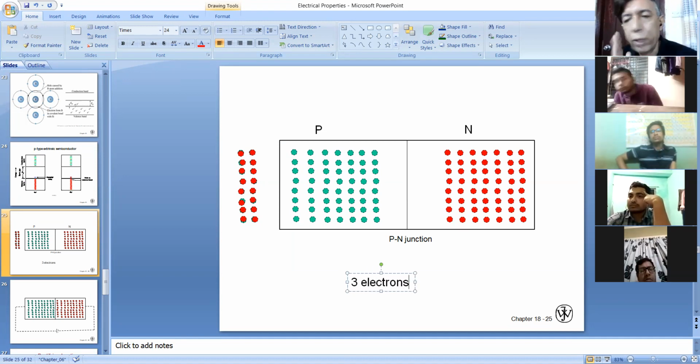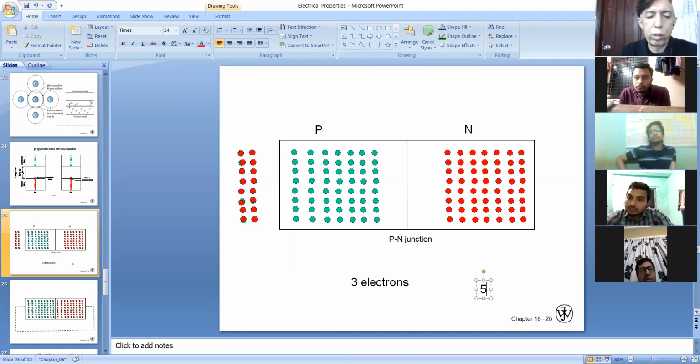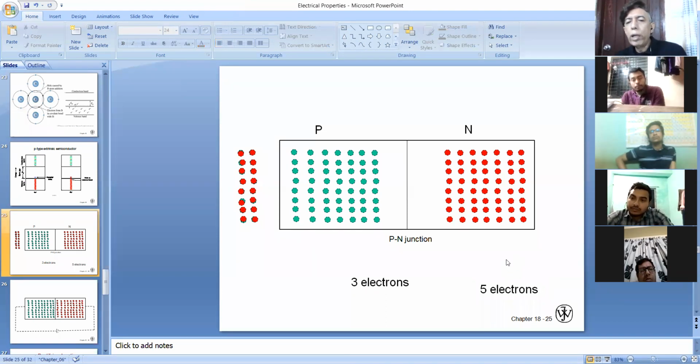Is it correct? Aluminum has 3 electrons in the outermost orbit, and phosphorus has 5 electrons in the outermost orbit. Now, these are the electrons of phosphorus.